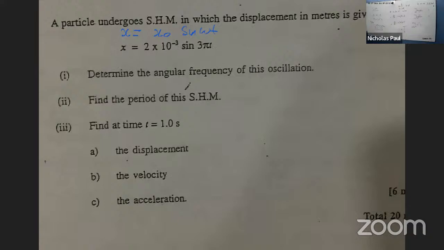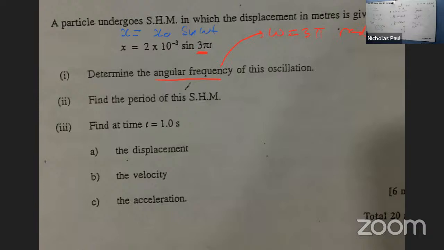X is equal to x naught sine omega t. So therefore omega is what? Omega is 3 pi. What do you ask for? Angular frequency, right? So angular frequency is omega. Angular frequency is the same as angular speed, right?